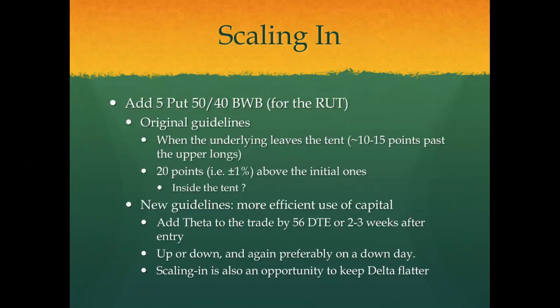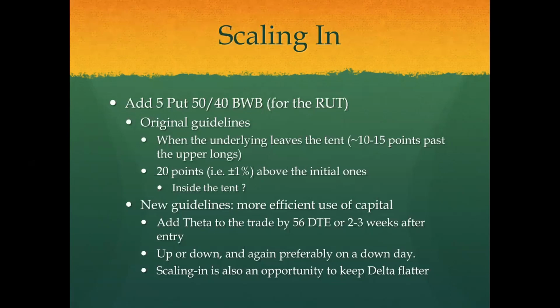Something I've added from the original Rhino, and I don't think Brian has actually changed that in his updated rules, is that I want to use the capital more efficiently. As I said in one previous slide, it's also a matter of adding more branches in this decision tree. Why not scale in if the market goes down? You can of course start applying PDS, or you can roll back. But if you have enough capital, I now also allow adding that second batch of broken butterflies on the downside. So basically, whether the market goes up or down, by 56 DTE, I try to be at full position.